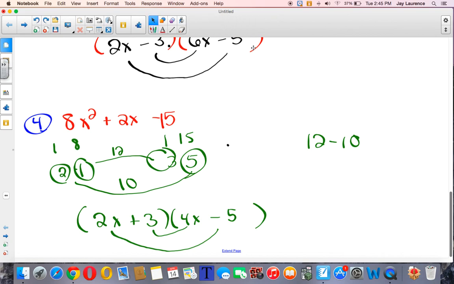All right, we're going to get some practice with this over the next day or two. That's factoring in a more traditional manner.